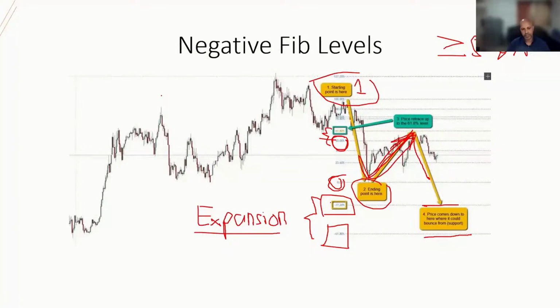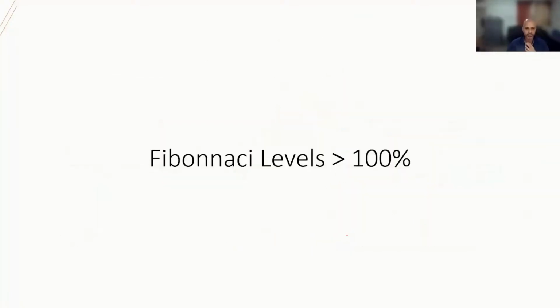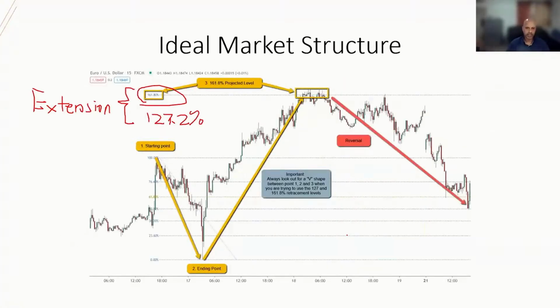Similarly, if you come across the term Fibonacci expansion levels, they're referring to the negative levels, specifically negative 37.2 and negative 61.8. So expansion levels are negative, also known as the negative Fibonacci levels, and the Fibonacci levels that are greater than 100% are also known as the extension levels. The key extension levels come in at 127.2 and 161.8%.